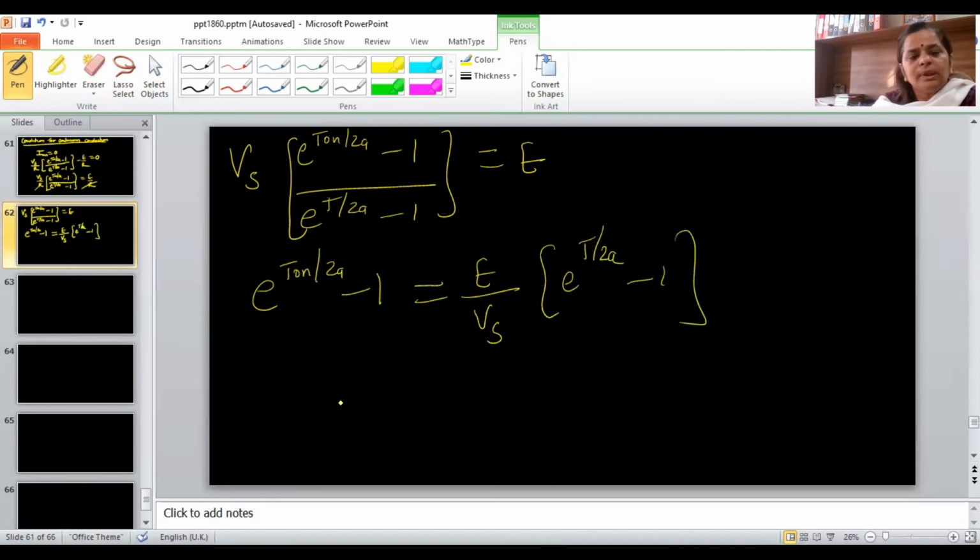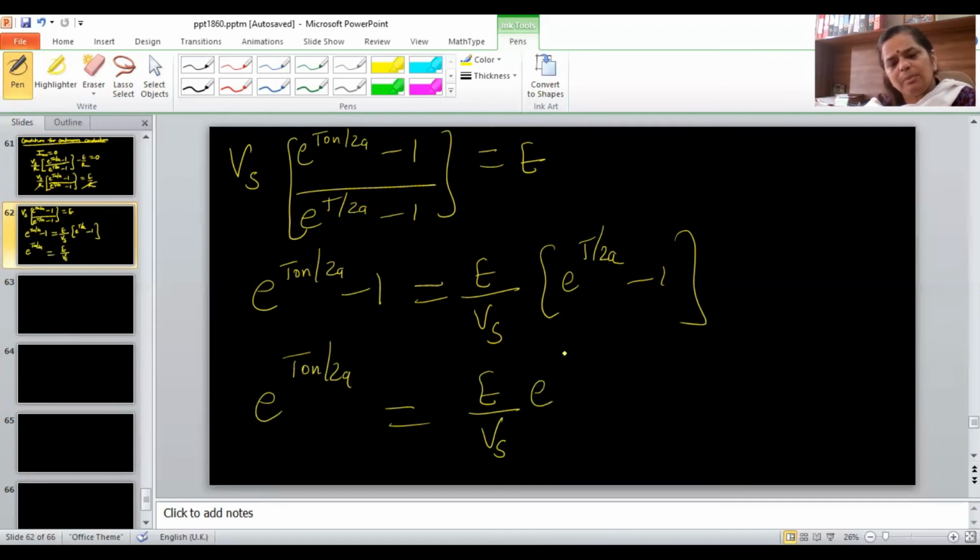Okay, so now I want to determine the condition of continuous conduction in terms of duty cycle. What is duty cycle? TON by T. That means I have to solve this expression so that I will get some expression in terms of duty cycle. So what I can do, I can take this to the right hand side. So e to the power TON by TOA is equal to E by Vs e to the power T by TOA minus E by Vs and plus 1. So this is what we are going to get.